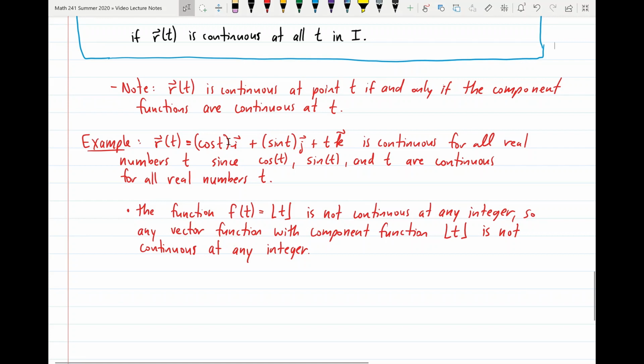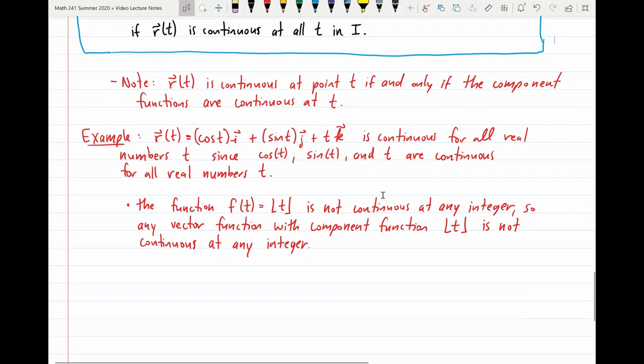Again, we're going to take the same vector valued function we had before. So r of t is equal to cosine t i plus sine t j plus t k. And this vector valued function will be continuous for all real numbers t because we know that the component functions, cosine of t, sine of t, and t, are all continuous for all real numbers.